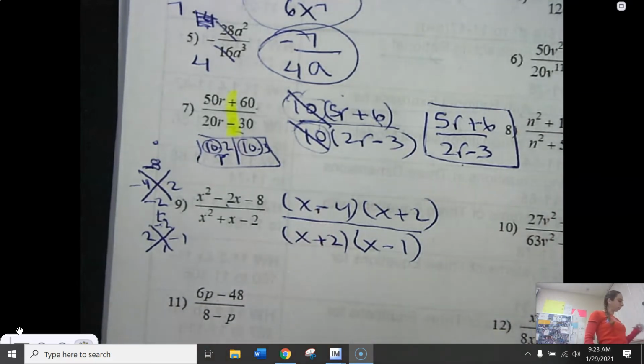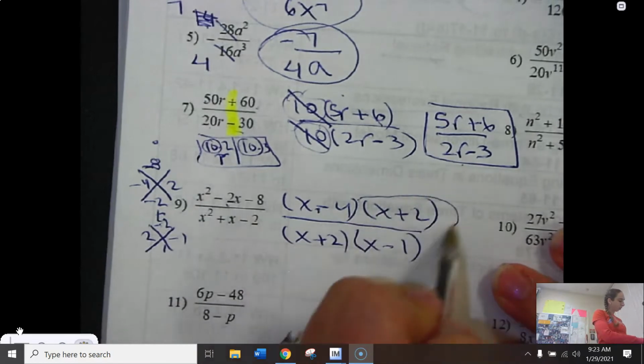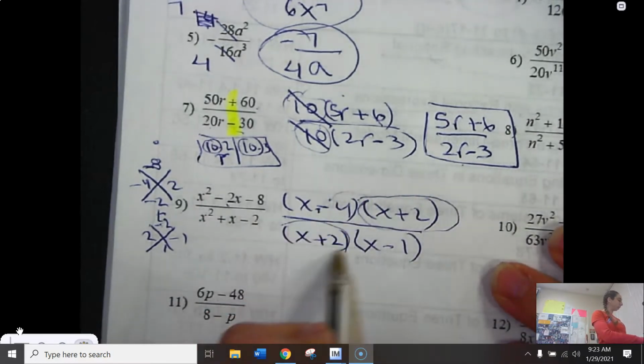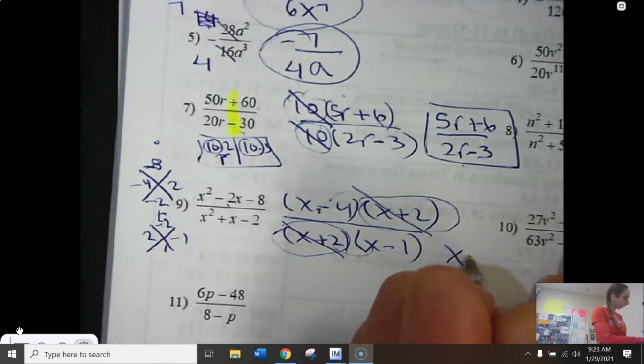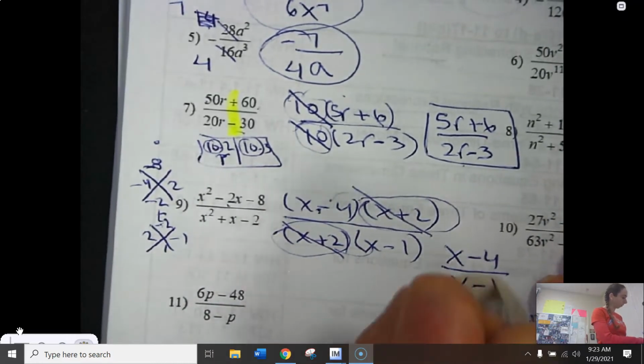What can I cross off? Whatever is being multiplied. This whole thing is being multiplied to that. This whole thing is being multiplied to that. I can cross them off. I'm left with x minus 4 over x minus 1.